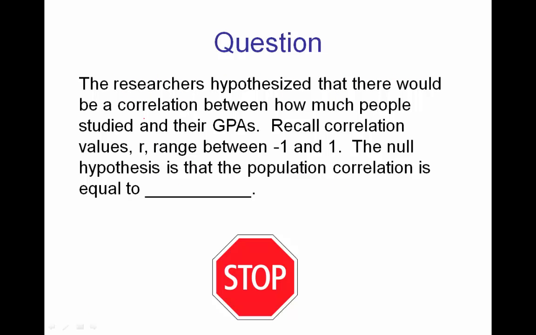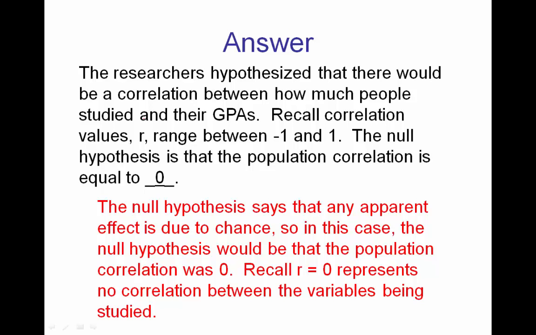Another question. The researchers hypothesized that there would be a correlation between how much people studied and their GPAs. Recall correlation values r range between -1 and 1. The null hypothesis is that the population correlation is equal to... Stop the video and answer the question before looking at the answer on the next slide.